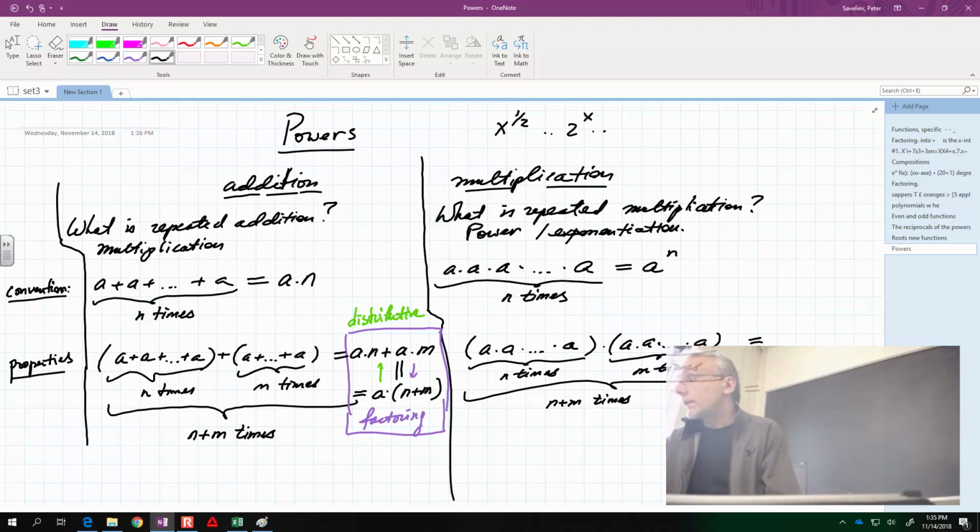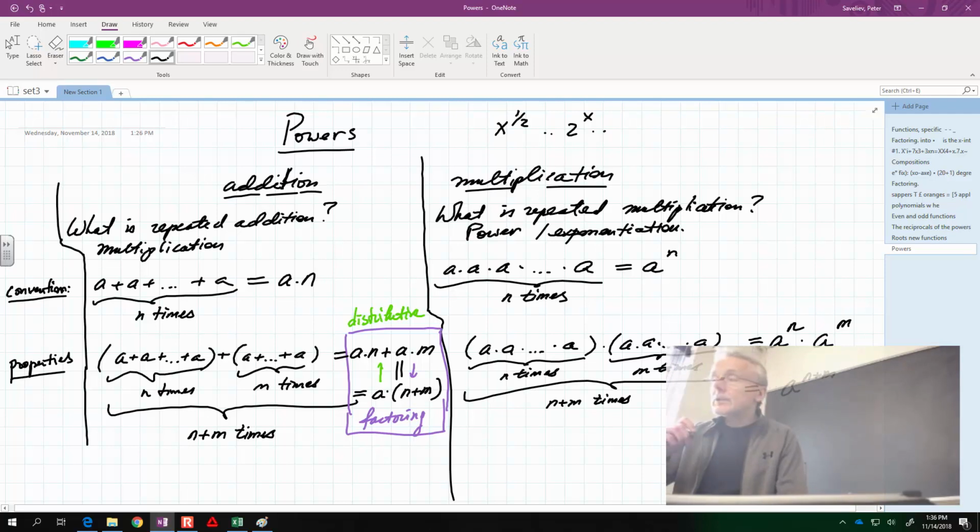So in the first parenthesis, we have a appearing n times, so it will be a to the nth power, multiplied by the second term, a to the mth power. What's at the bottom? A to the power of n plus m. That's right.